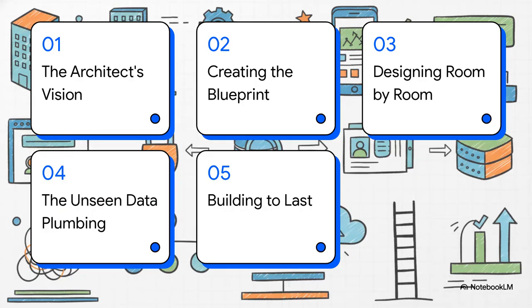So here's our game plan. We're going to go on a little architectural tour. We'll start with the architect's big vision, then we'll look at the master blueprint, then we'll design the individual rooms, take a peek at the hidden plumbing, and finally, see how the whole thing is built to last.